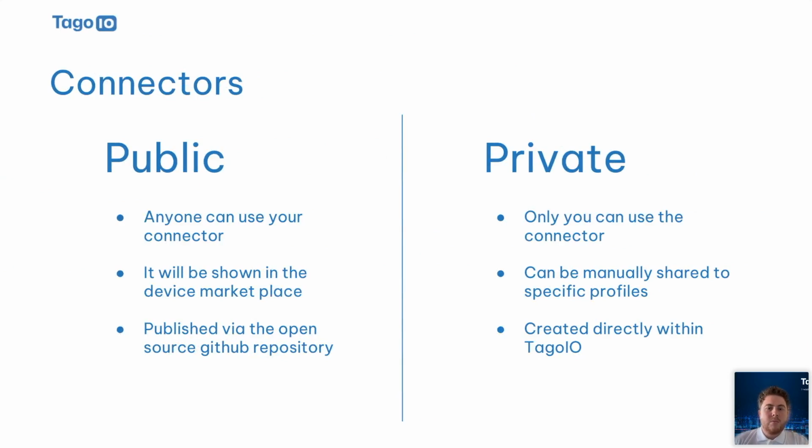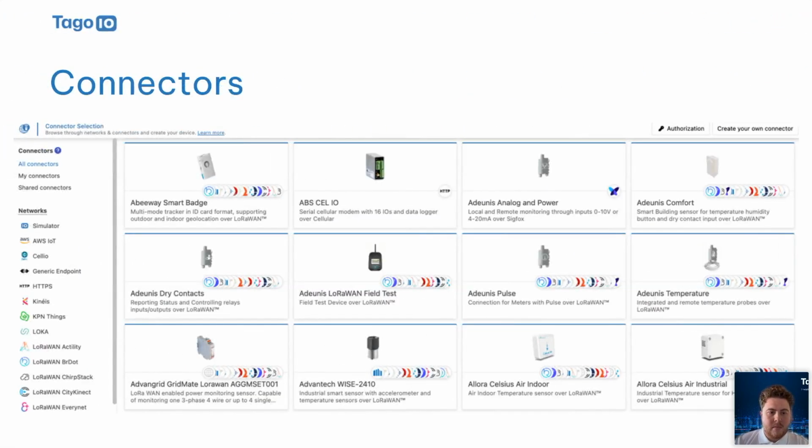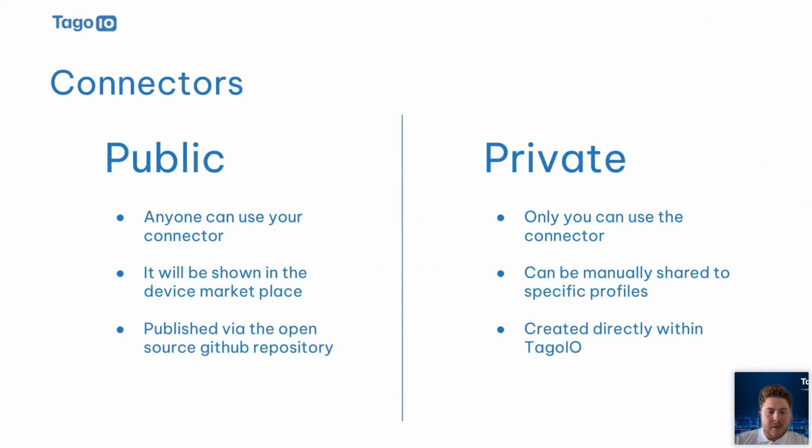So inside of Togo, we can have 2 types of connectors. We can have public connectors and private connectors. Public connectors are the ones that you see here, which are public to all users. These connectors are published via the open source GitHub repository.